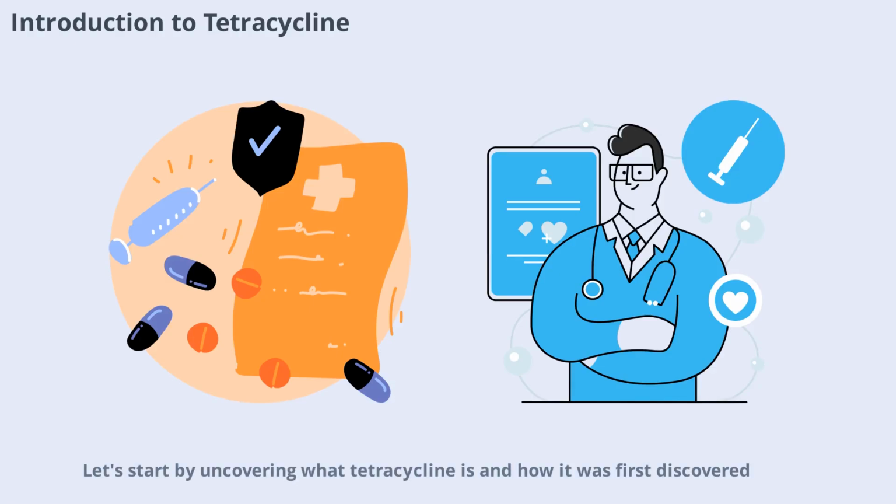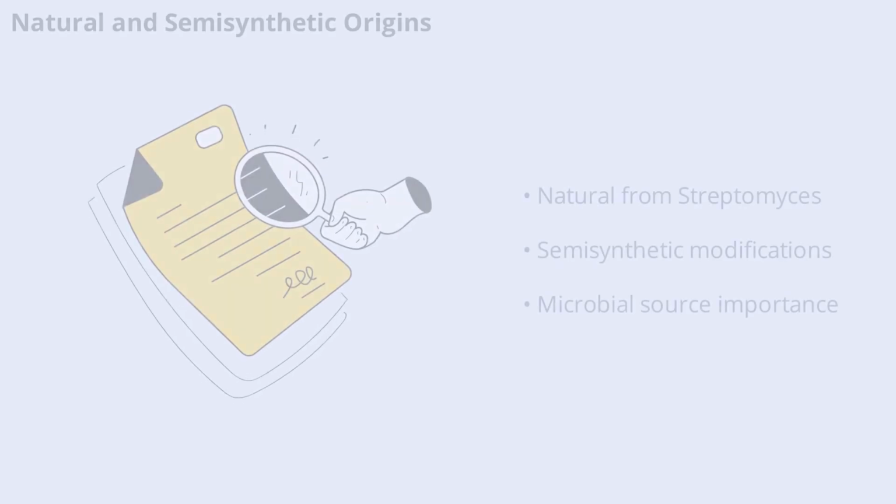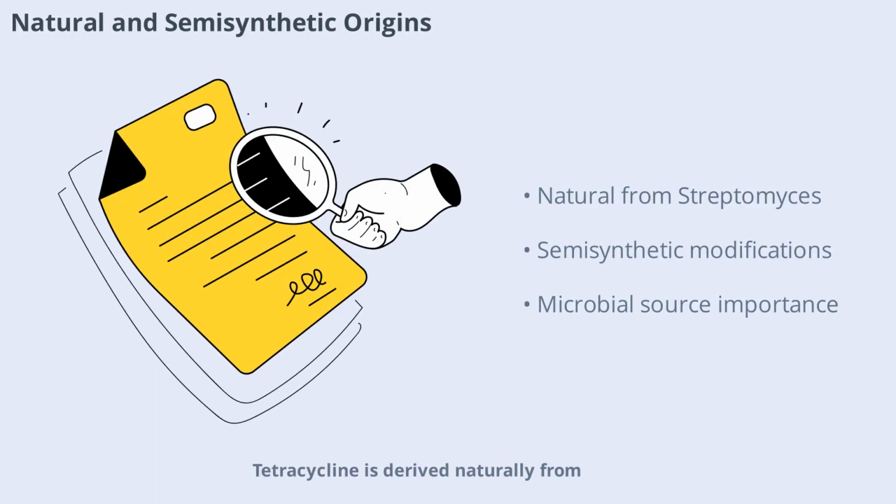Let's start by uncovering what tetracycline is and how it was first discovered, setting the stage for its role in modern medicine. Tetracycline is derived naturally from the bacteria Streptomyces, or produced semisynthetically. This dual origin allows for a variety of tetracycline compounds, each with unique properties. The natural extraction process paved the way for semisynthetic modifications, improving efficacy and safety. Understanding its origin helps us appreciate the advancements in antibiotic development and the importance of microbial sources in medicine.